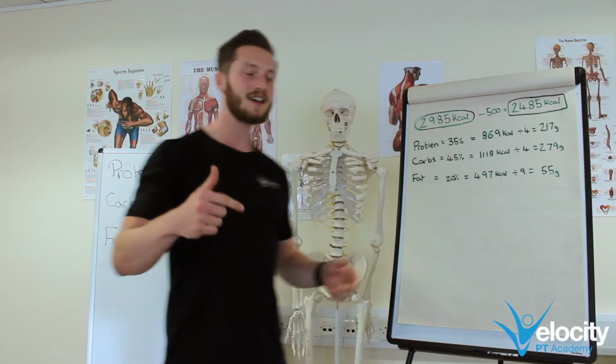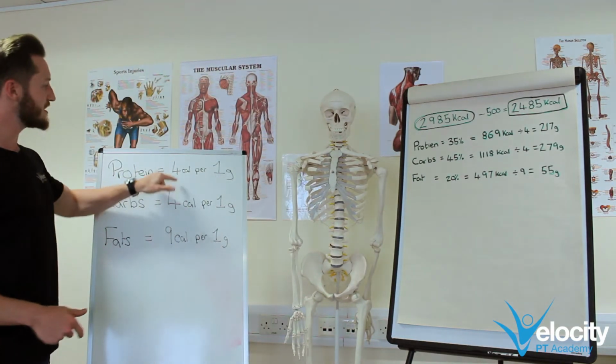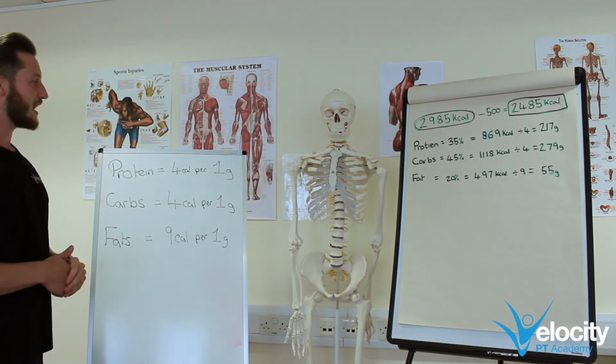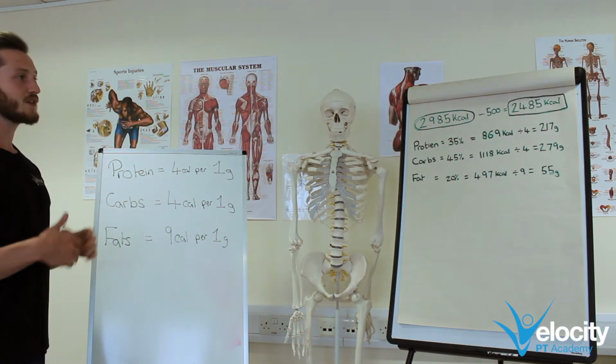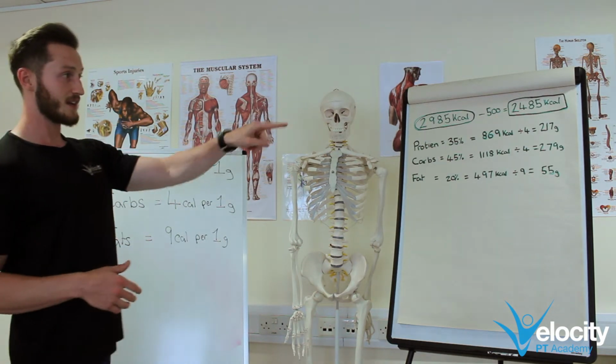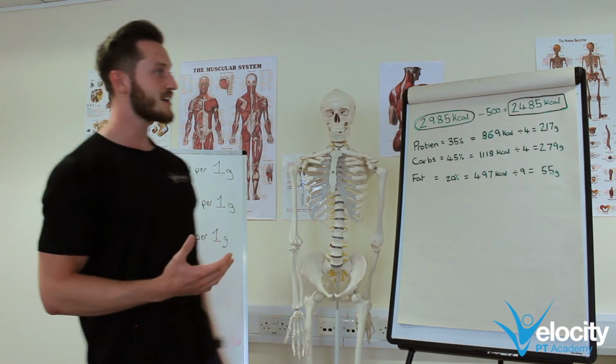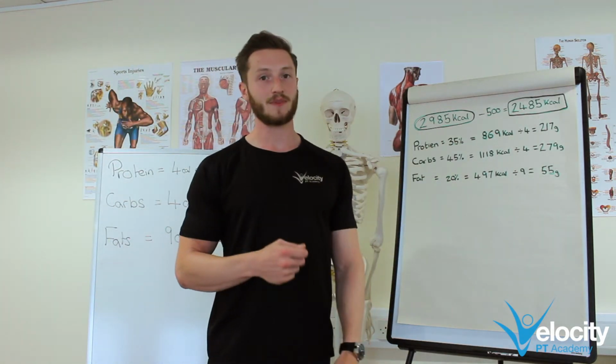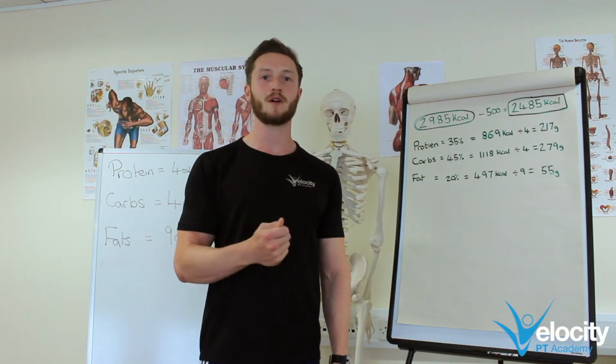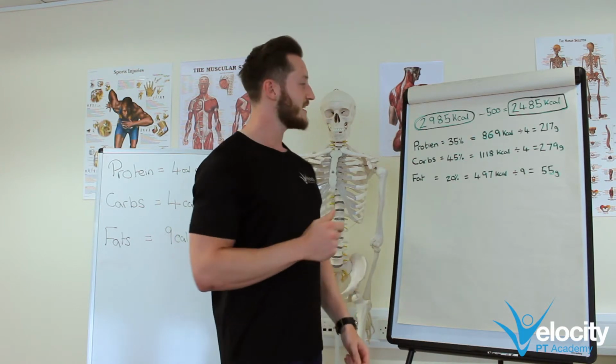Why do you think we've done that? That's because with protein, 1 gram of protein equates to 4 calories, so then you're just dividing the calories by 4. And then that gives you 217, and that's 217 grams of protein you need to eat.